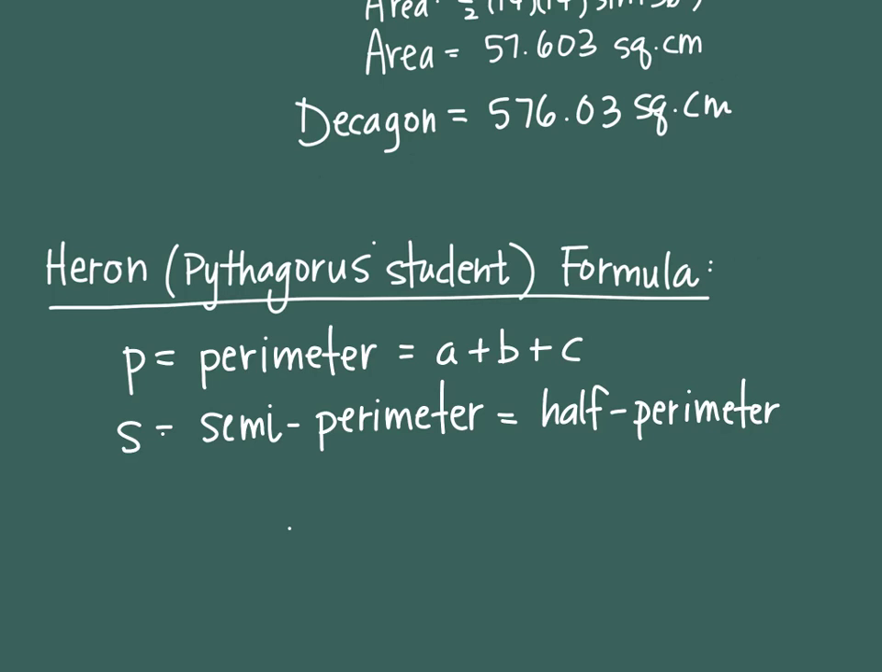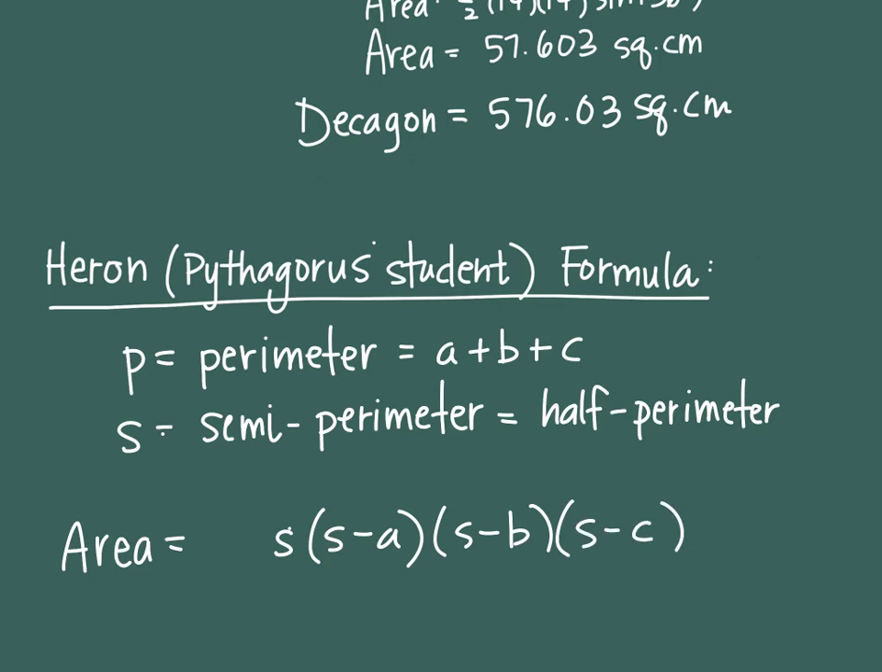Once you do that, here's his area formula. First figure out P, the perimeter, then figure out S, the semi-perimeter. Once you know S, take that S and multiply it by S minus the A side, then times S minus the B side, then multiply that by S minus the C side. Once you've done all that, square root the whole thing, and that will give you the exact area of a triangle.